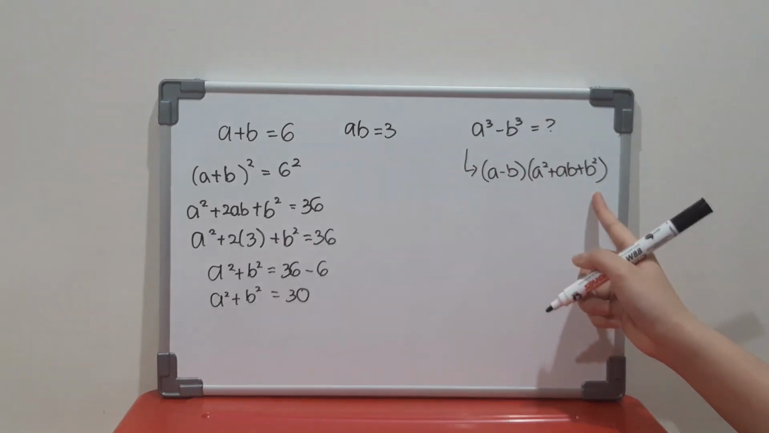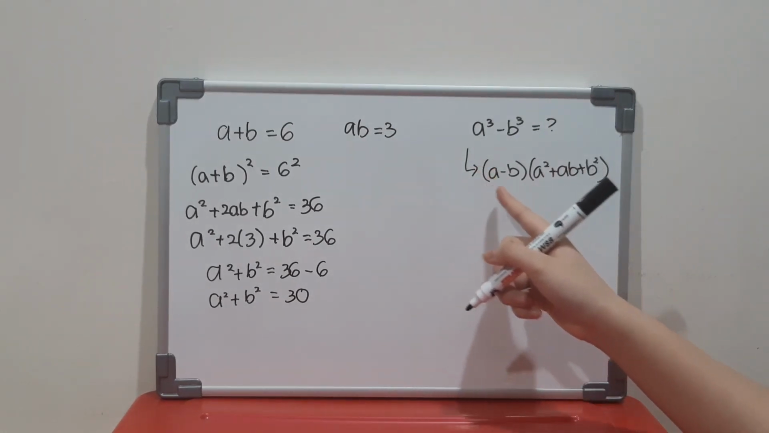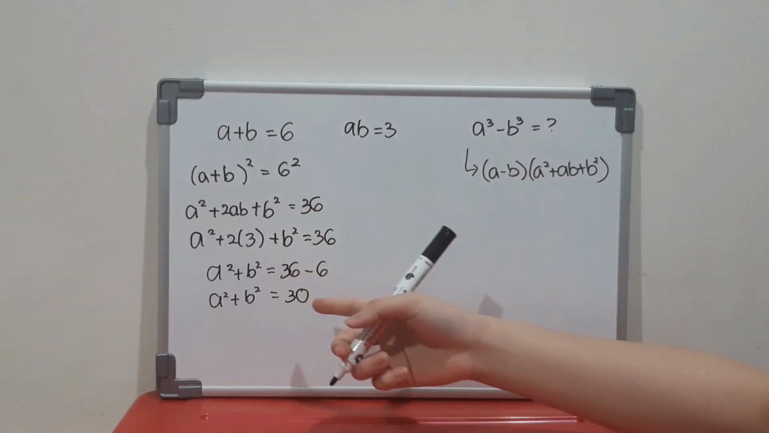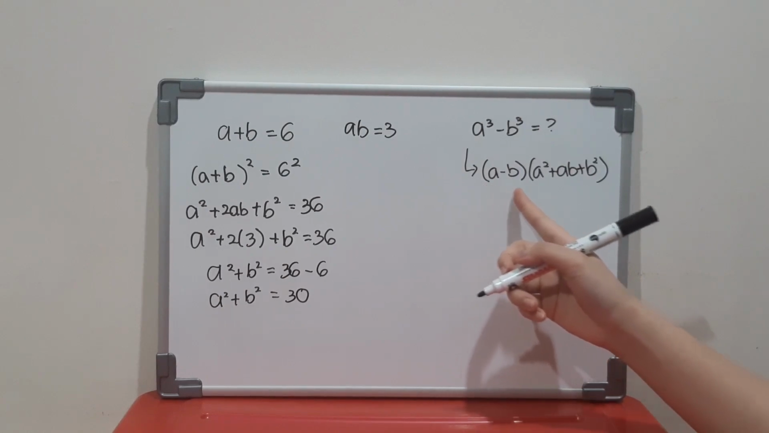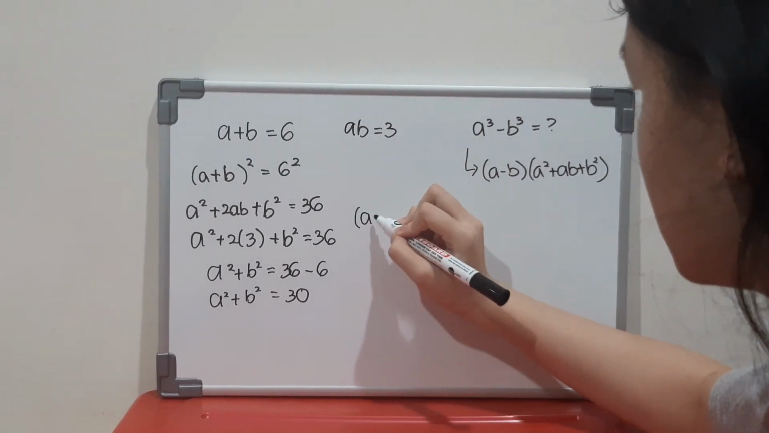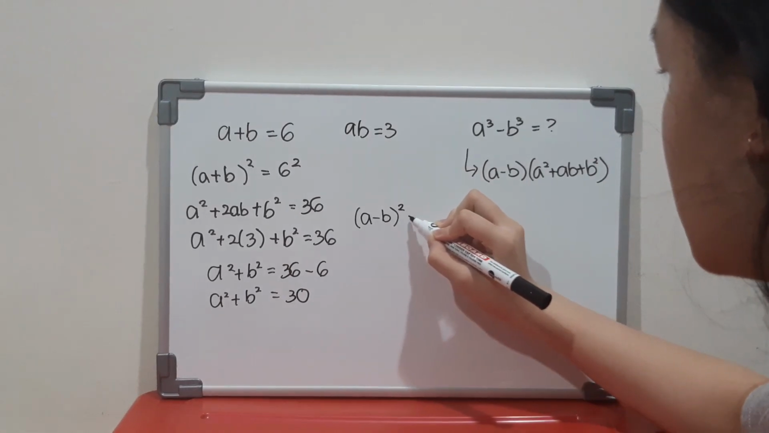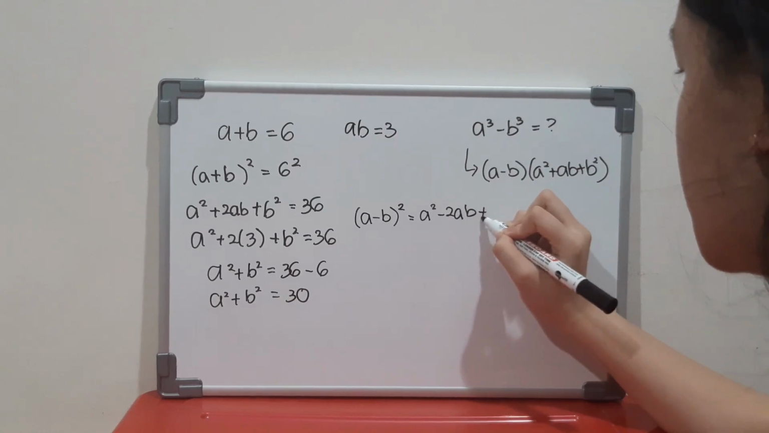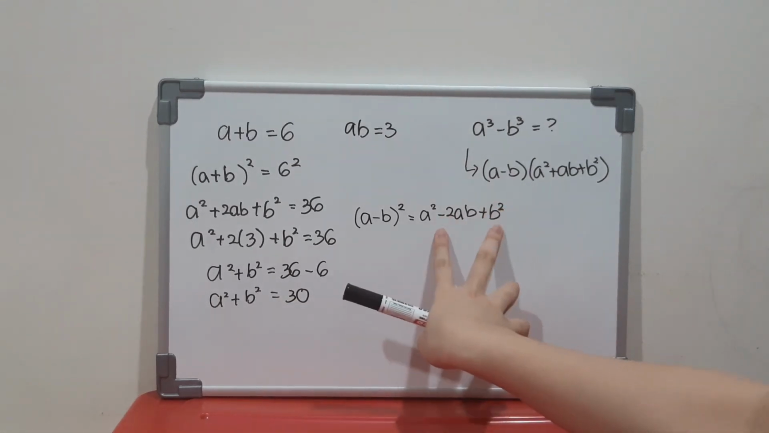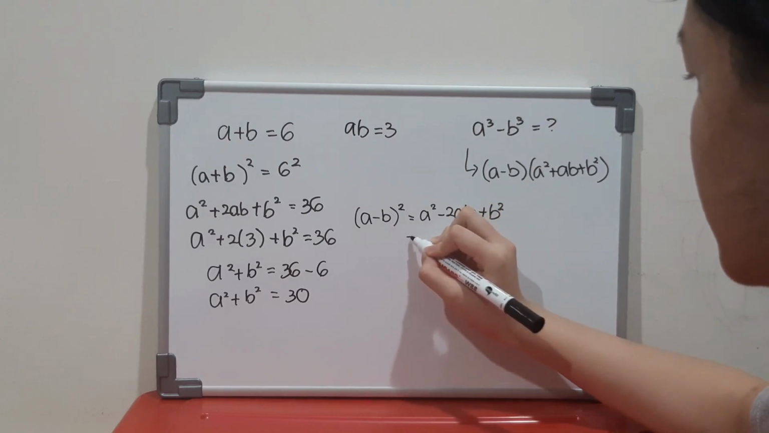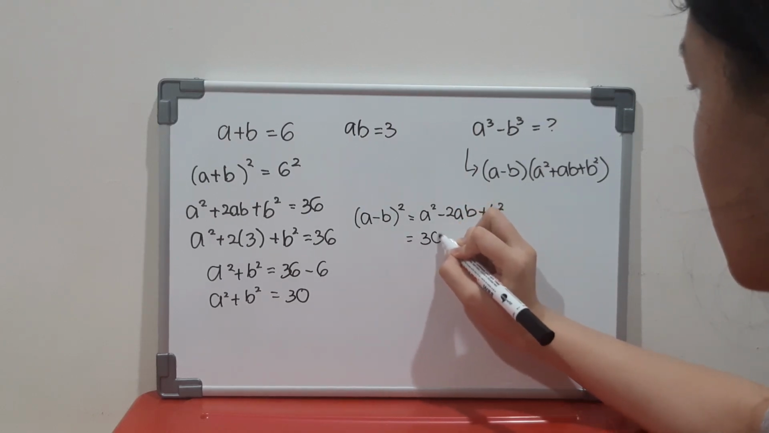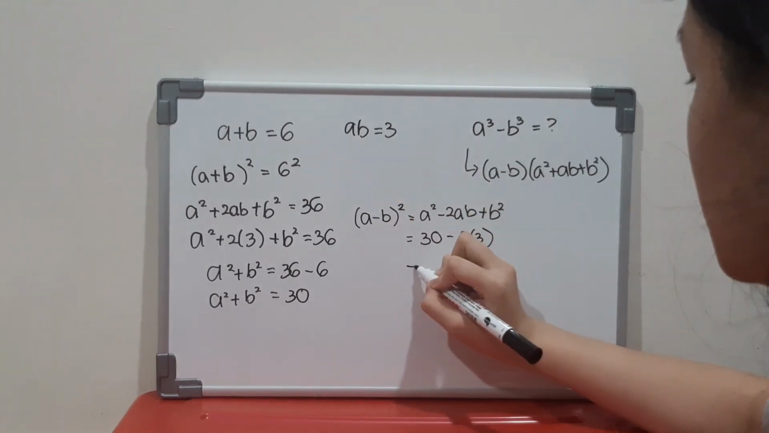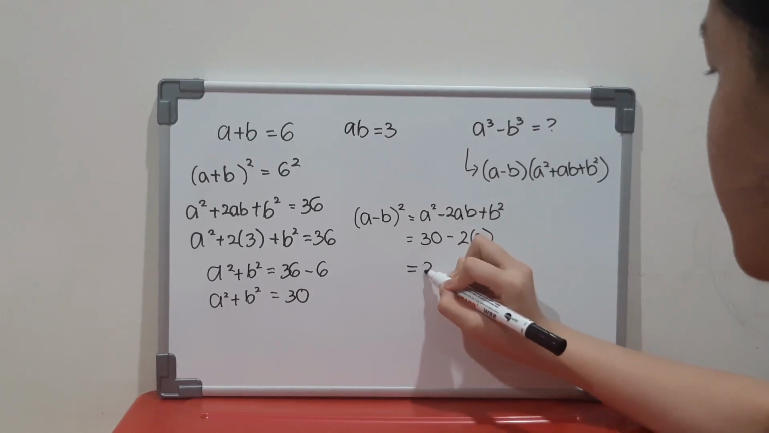Now we found one value that we need already. Now we're going to find a minus b. So we can do the same method but in reverse. We can square this. a minus b squared equals to, when we expand it, a squared minus 2ab plus b squared. So we have these values already. It's 30 because we found it already. Minus 2 times ab, which is 3 from the given. And we have 30 minus 6, 24.